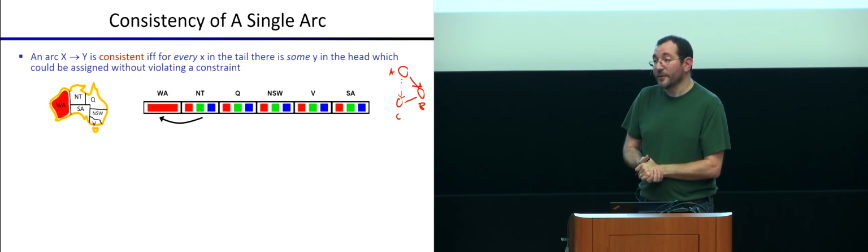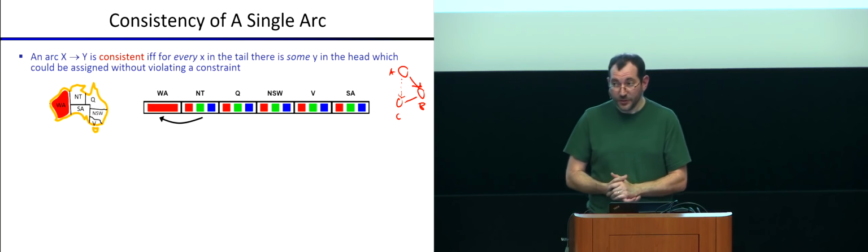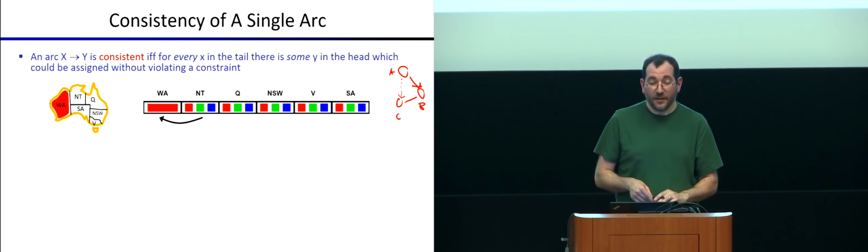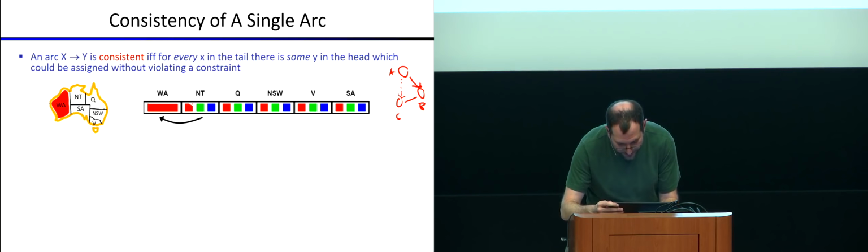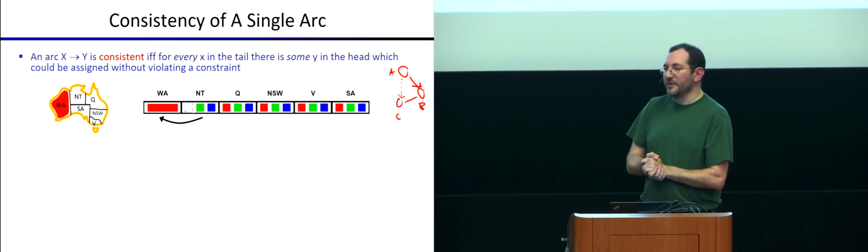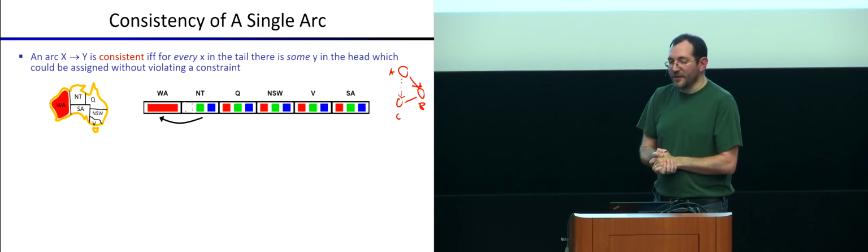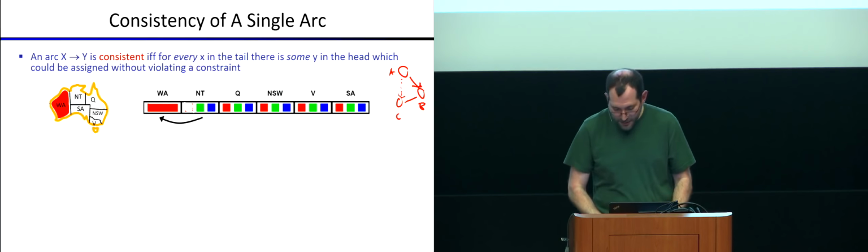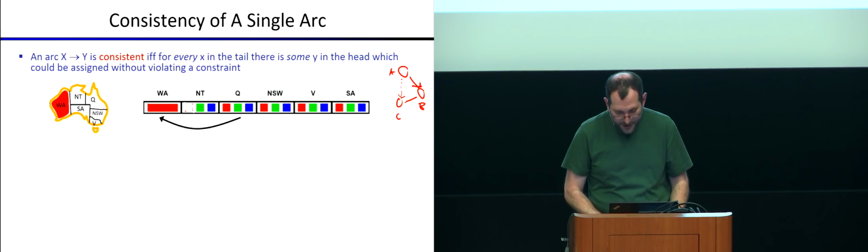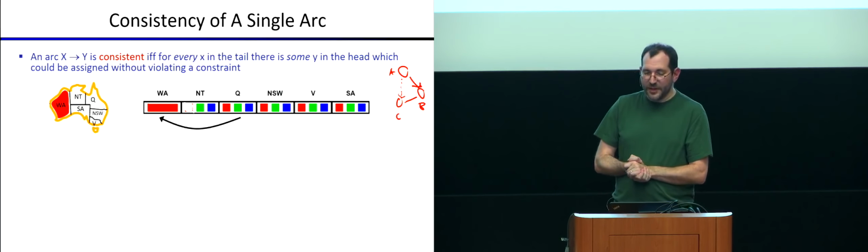We can, however, make it consistent. What can we do? We can remove things from the tail. Well, I can do just what forward checking did. I can wipe out the value that caused a conflict, okay? So now we can check other consistencies, but let's try this one, Q to WA.